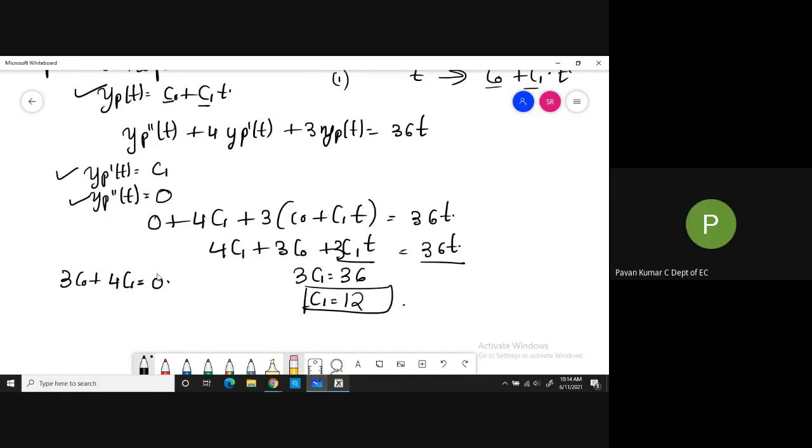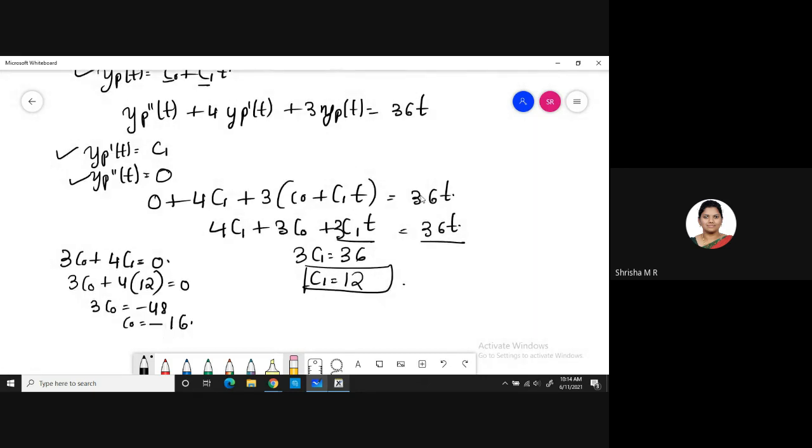So now you put 3C0 plus 4 into C1, we have already found out 12. Which is equal to 0. So 3C0 is equal to minus 48. What is C0? It will be minus 16. This is how we find C1 and C0. Is it clear?